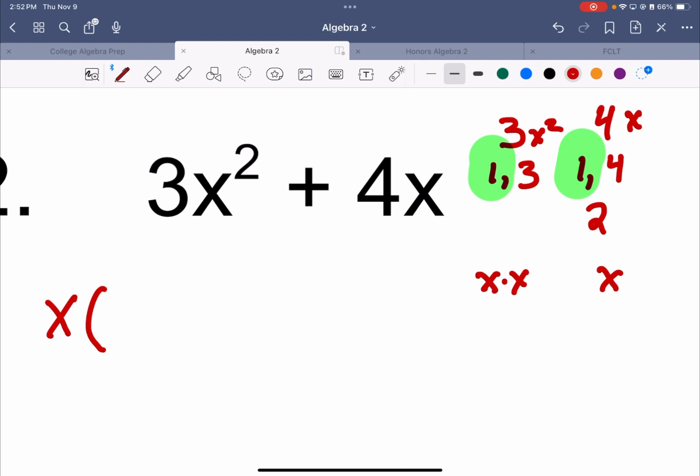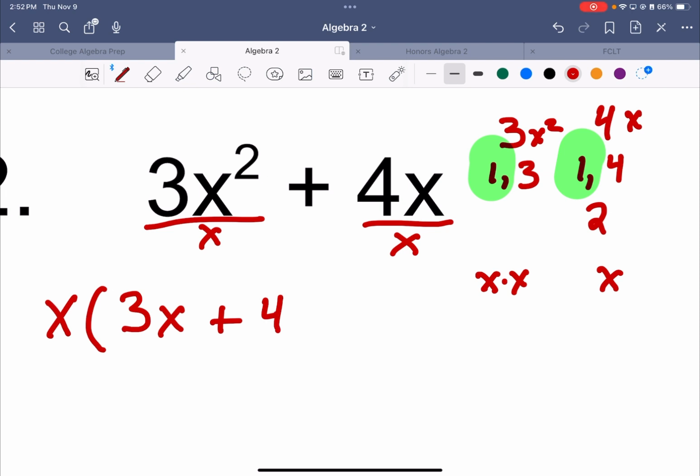So I'm going to factor an x out. So that means I'm going to take each of these terms and I'm going to divide it by x. Numbers divided by numbers. 3 divided by 1 is 3. X squared divided by x. I had 2. I'm taking 1 out. So I'm left with 3x. Plus, because there's a plus sign in there. 4 divided by 1 is 4. X divided by x is 1. That's your solution.